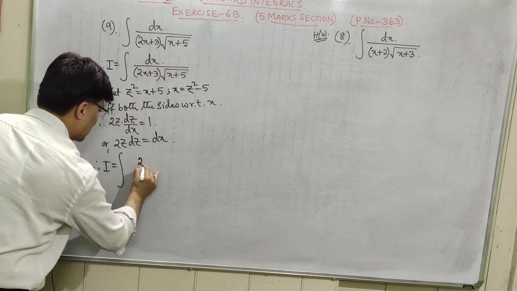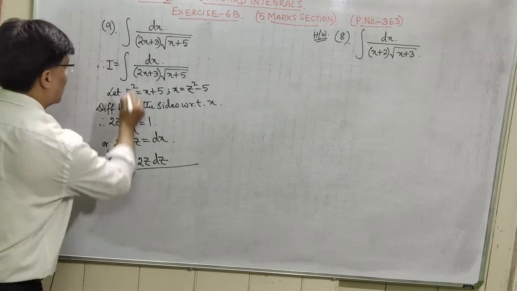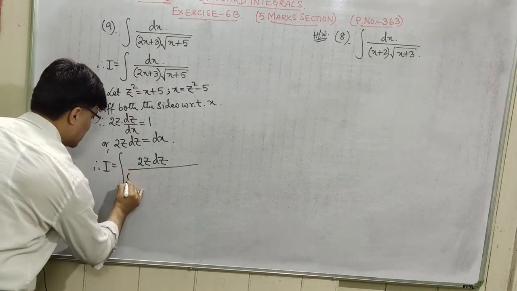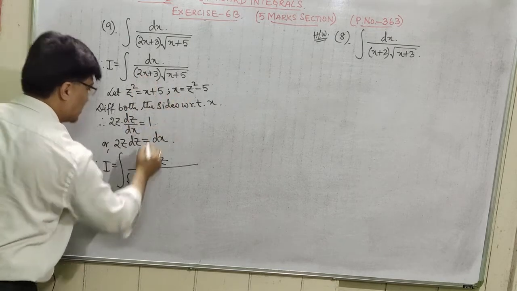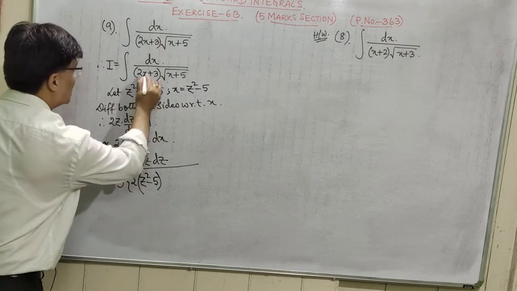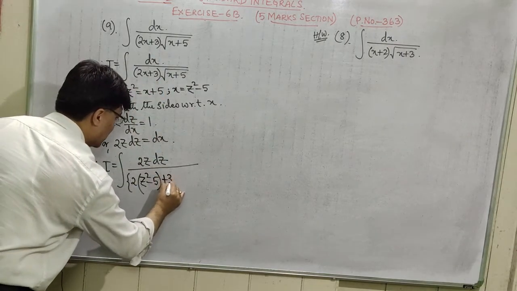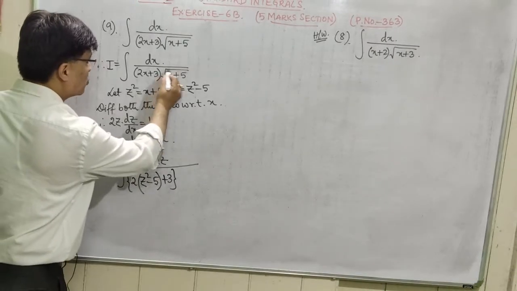What is the value for dx? It is 2z dz divided by, now within the second bracket, 2 into what is x? Here you can put the value for x. What is x? It is z square minus 5, bracket closed. Then you have to write down plus 3, second bracket is closed. And this is under the square root.